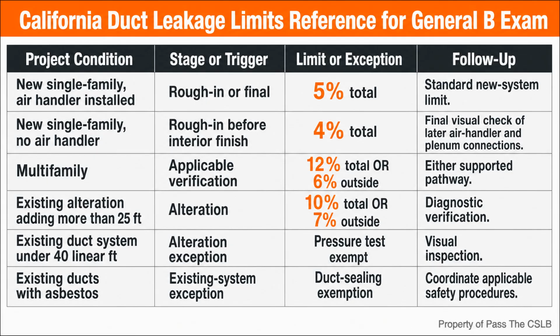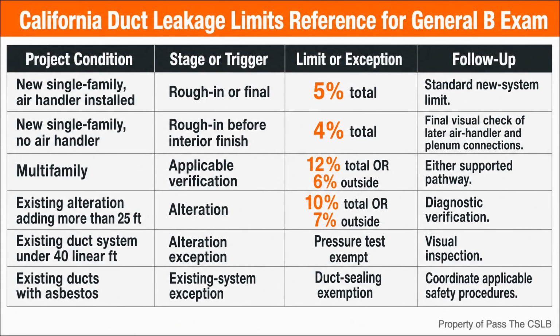Alteration rules start with a different question: how much new or replacement space conditioning duct is being added to the existing system? When the alteration adds more than 25 feet of duct, the altered system enters the diagnostic testing pathway described in the source material. For that altered system, the primary limits are 10% total leakage or 7% leakage to the outside.